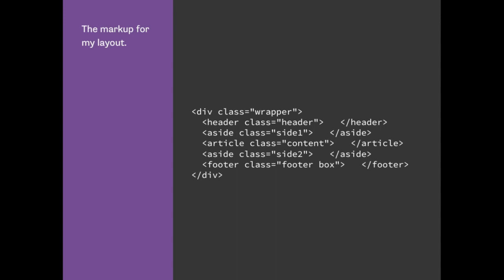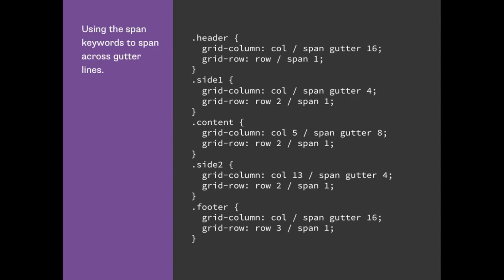So if we have a look at a simple but slightly more realistic example, I've got this markup here. So I've got, again, a wrapper, and I've got elements inside it. I've got a header, a side article, and so on. And I can position it on the grid using this terrifying-looking incantation, which is less crazy than it looks, I promise. So let's take the header.